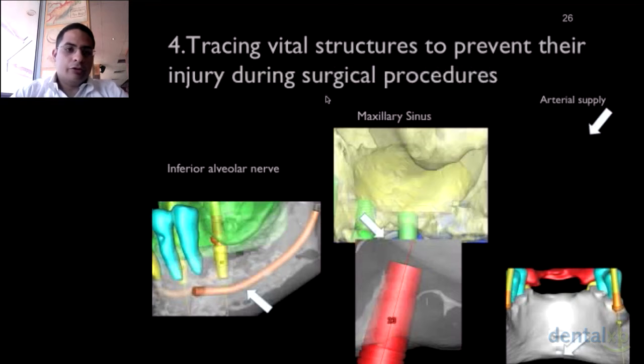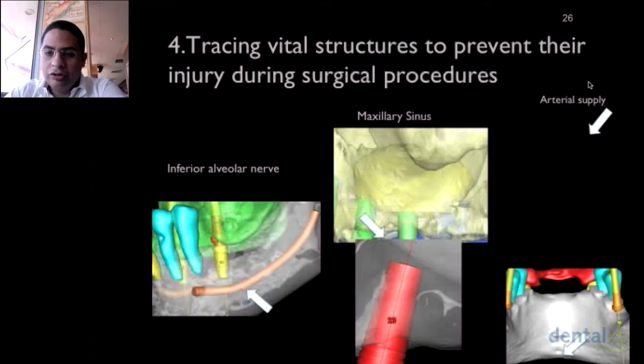Now number 4, which is a very important application, is tracing the vital structures to prevent their injury during surgical procedures. The main vital structure that we have here in the mandible is the inferior alveolar nerve. And here we're able to segment it and place an implant and have a safe distance. In the maxilla, we have the maxillary sinus. Here we made a sinus graft, and here, in the case that we're going to show later, we placed an implant respecting the floor of the sinus.